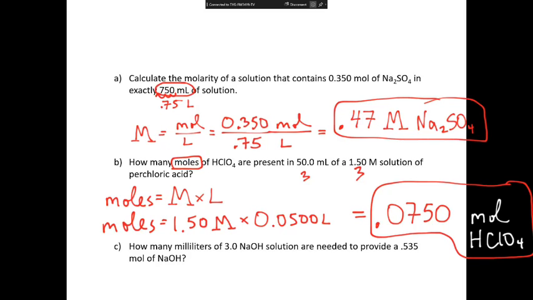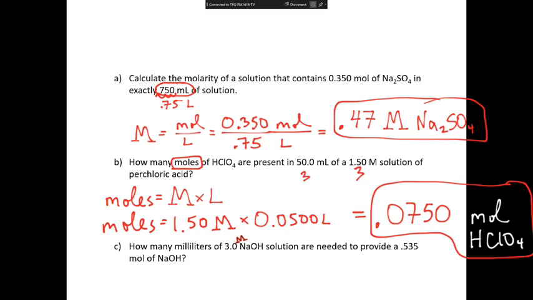Good question. And then the last one here, this one we're looking for volume. So this is where people most frequently make a mistake, especially if they go with the original definition of molarity, which we used in question A. In question B, where I've got that kind of rearranged formula, it makes it a lot easier to solve for volume here. So we're going to look for how many milliliters. We're going to be looking for our volume of 3.0 molar. There's a typo there, guys. That should say molar. Capital M right there. 3.0 molar NaOH solution are needed to provide 0.535 moles of NaOH.